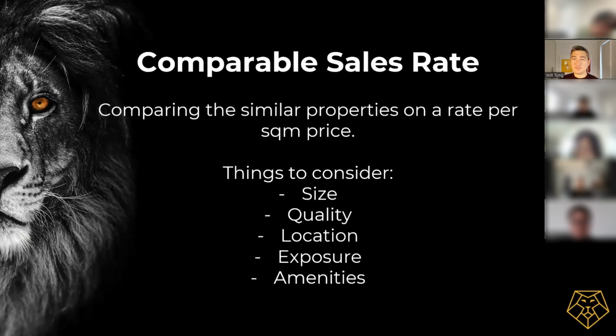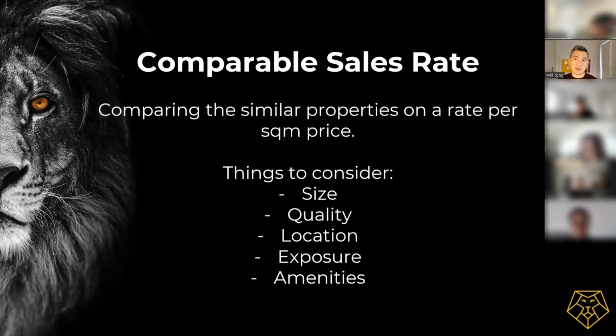So number 1, comparable sales rate. This is the easiest to understand. It's basically comparing like for like. You want to compare the same type of asset to the same type of asset and understand what the average price per square meter is. So things to consider: size, obviously, because there's no point in comparing a 100 square meter property to a 1,000 square meter property. In some markets they might be comparable, but in most cases not.